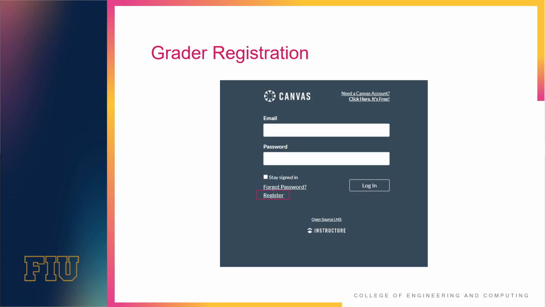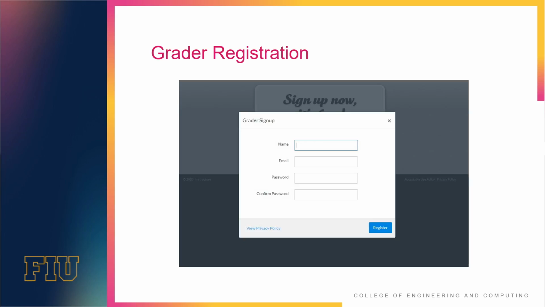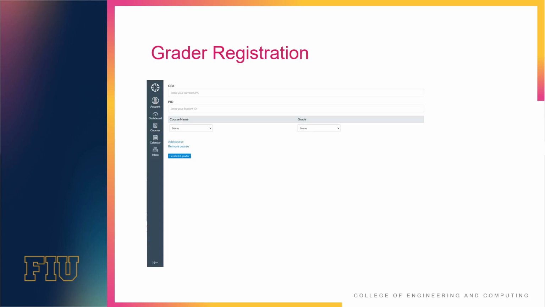After clicking the Register button on the login page, one can find the option to register as a grader. After entering required account information such as the username, email, and password, you are taken to a screen with multiple text boxes. They will be labeled GPA, SID or student ID number, and finally course name and grade.